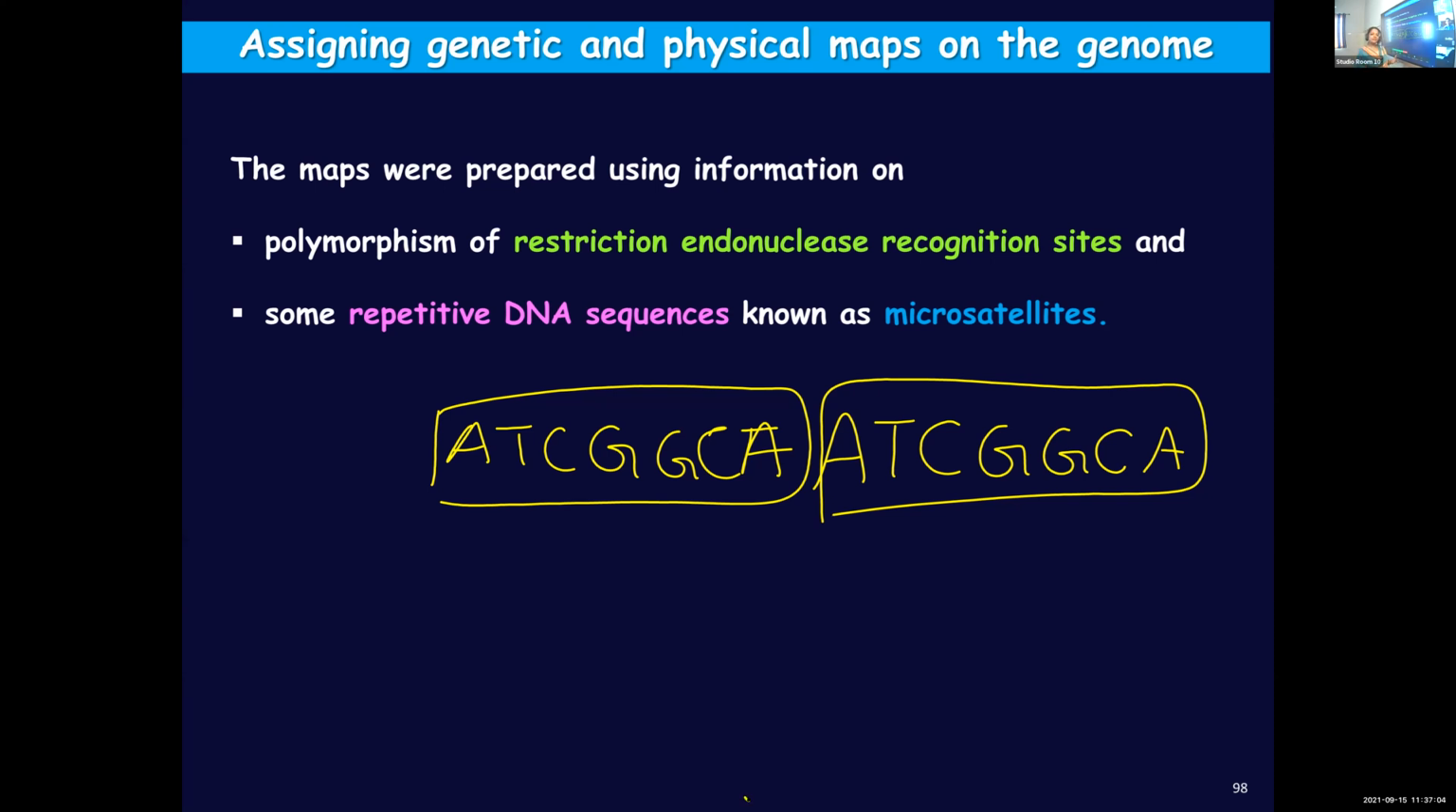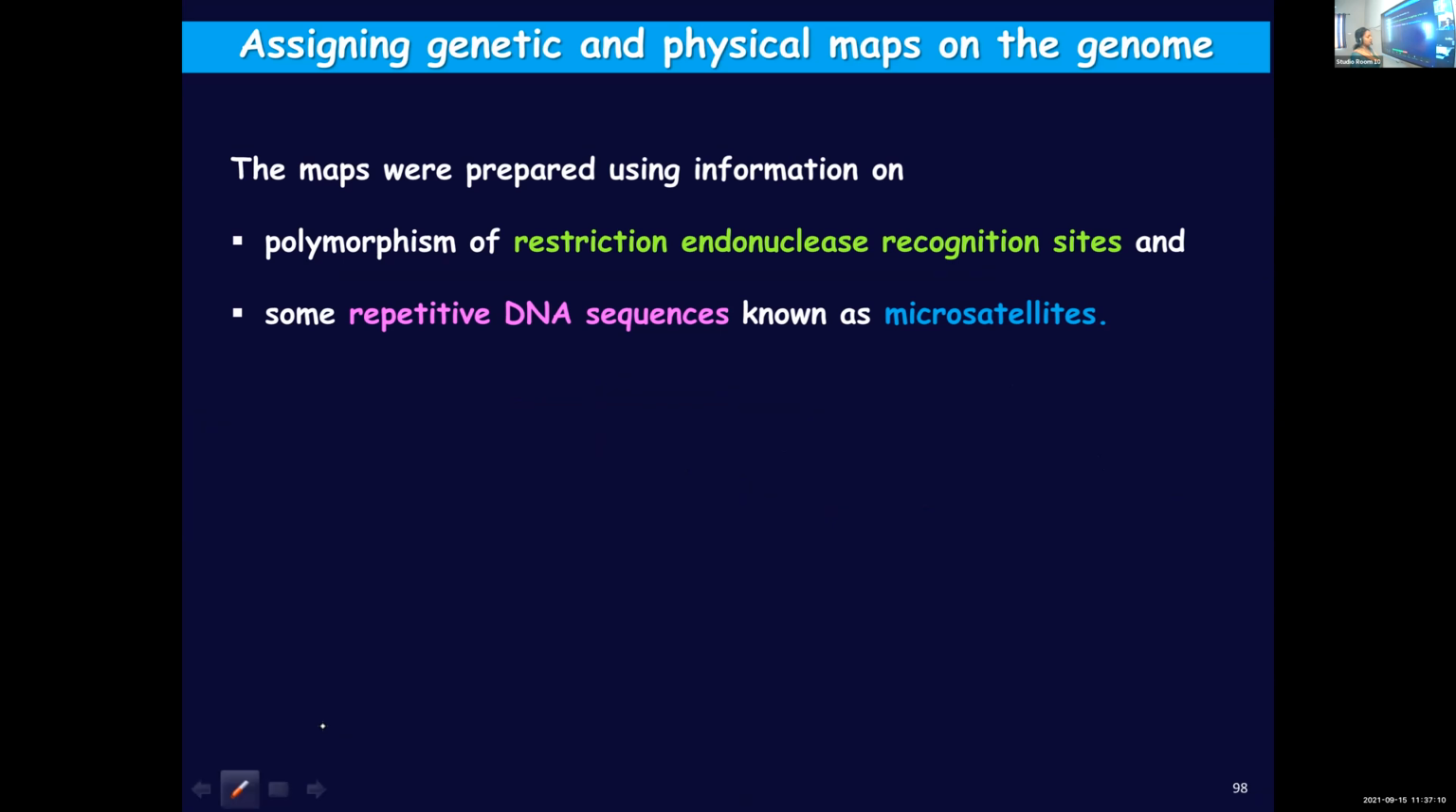And these repetitive sequences are known as microsatellites. So genetic and physical maps are prepared by scientists based on the information regarding polymorphism of restriction endonuclease recognition sites and microsatellites. What are microsatellites? These are some repetitive DNA sequences. That sequence gets repeated at certain parts of a DNA.